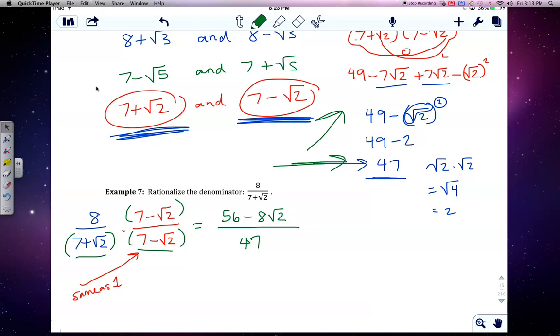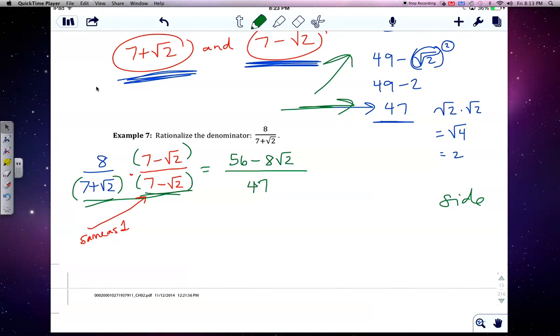And on the test, what you would do is you would do this problem right here off to the side. Then you get 47. So what I have here is 56 minus 8 square root 2 over 47. That's the answer. You can't combine these two terms because they're not like. One has a radical and one doesn't.